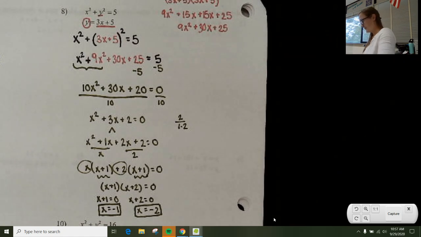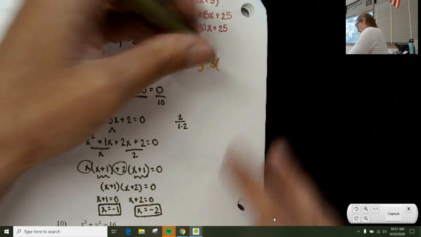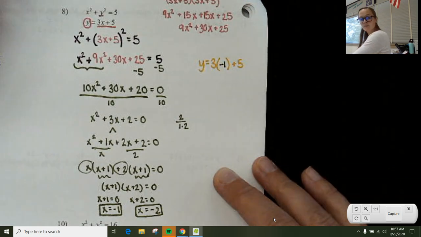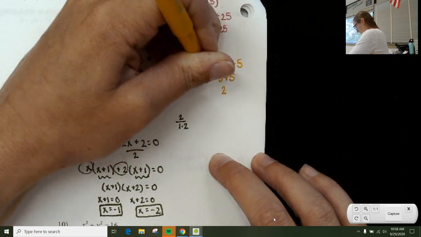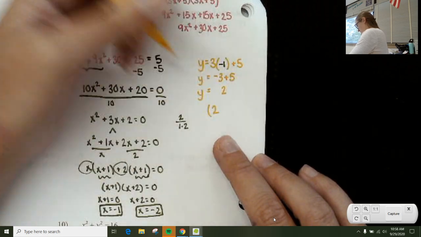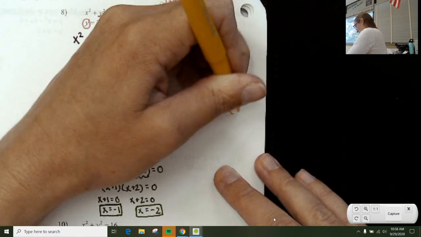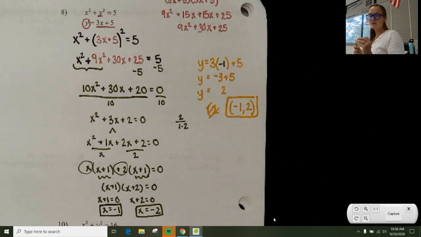So here I go. Y equals 3x plus 5. First, I'm going to use this -1. X is -1, so I'm plugging it in. So there I have -3 plus 5, which is 2. So that tells me that that coordinate is, not 2, -1, but -1, 2. So there's one solution, -1, 2. I just have to make sure my x comes before my y in my ordered pair.